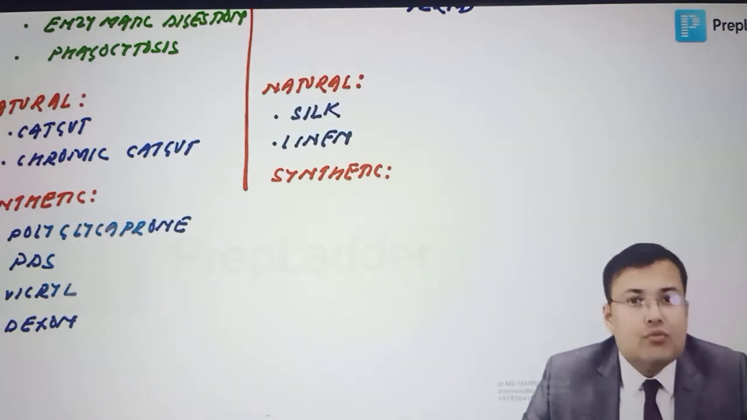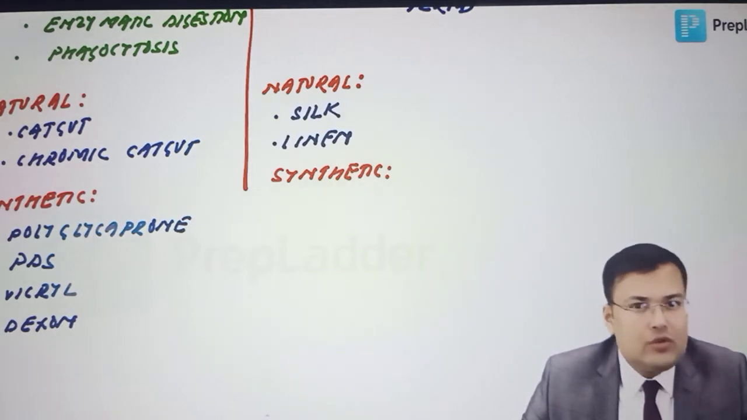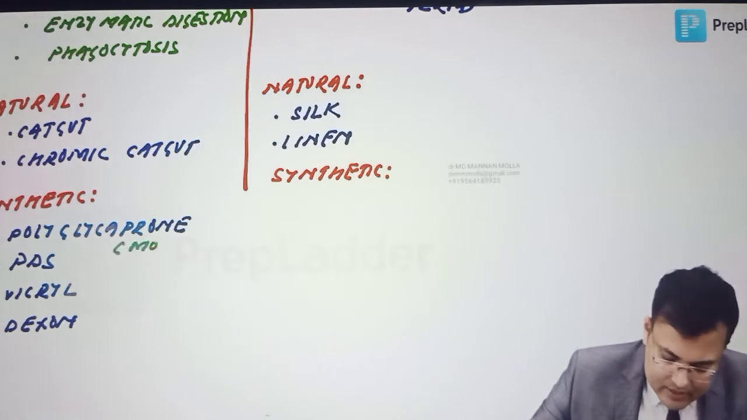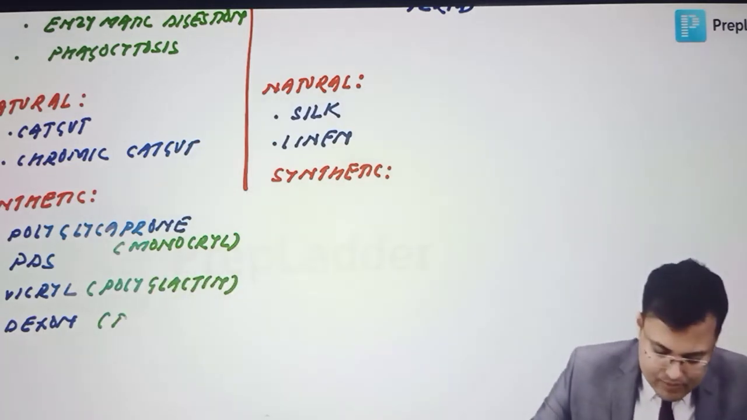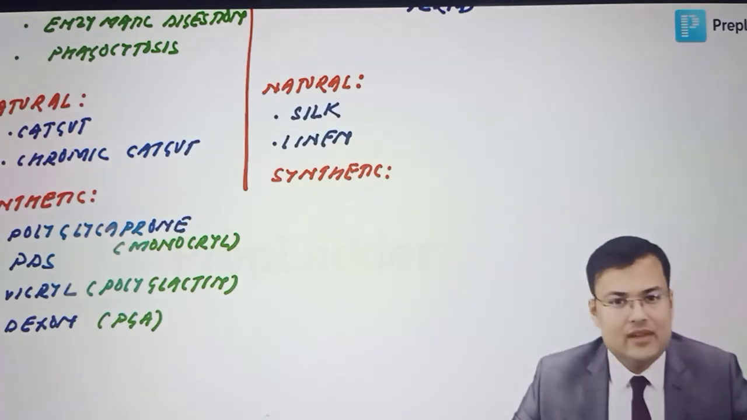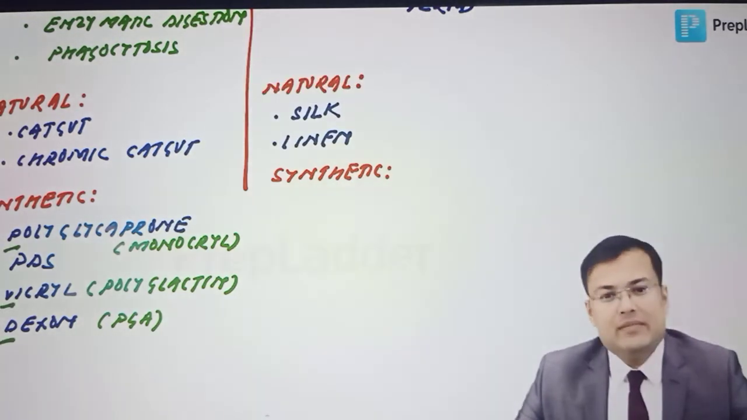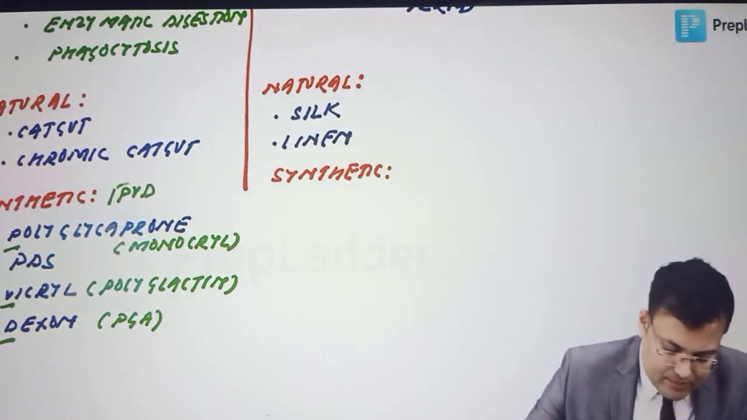Now see, important questions. Polyglycaprone is also known as monocryl. Vicryl is also known as polyglactin, and dexon is also known as polyglycolic acid. You have to remember the names. Simple. So how to remember: the mnemonic is PVD, which means polyglycaprone, polydioxanone, vicryl, dexon.